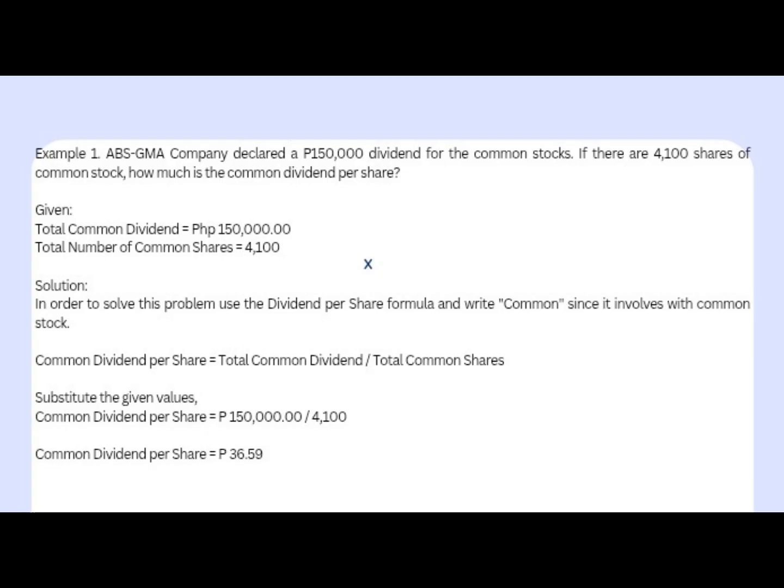First is the given. Given is the total common dividend is 150,000. Total number of common shares is 4,100. And then in the solution, common dividend per share equals total common dividend over total number of common shares.